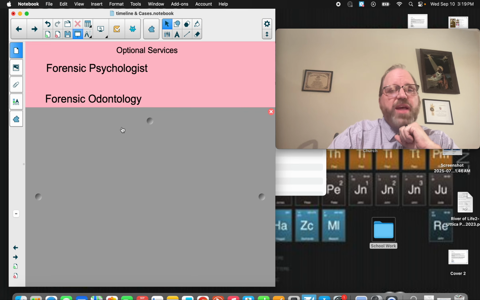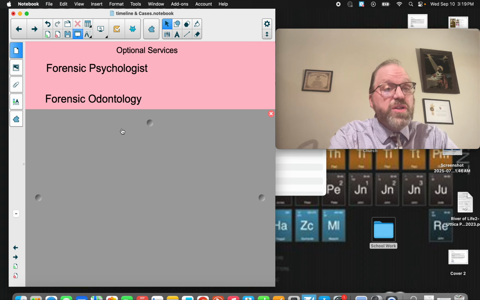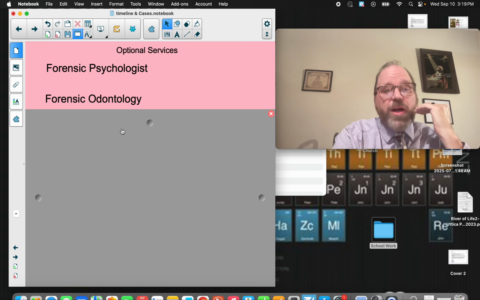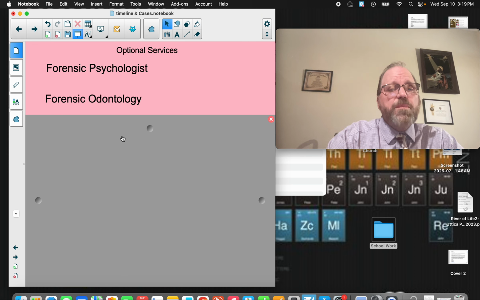The next one is hard to say. It's a forensic odontist. That's a dentist, okay? A forensic dentist, like bite impressions, things along those lines. That's what a forensic odontist does.